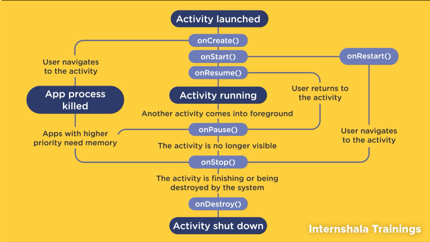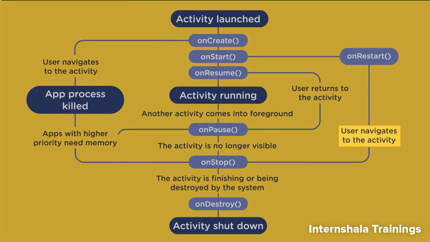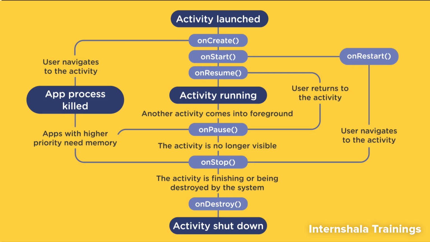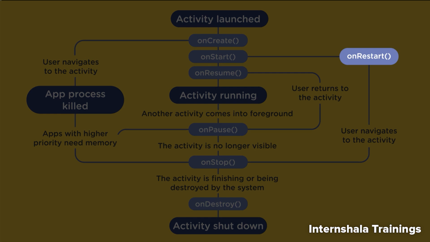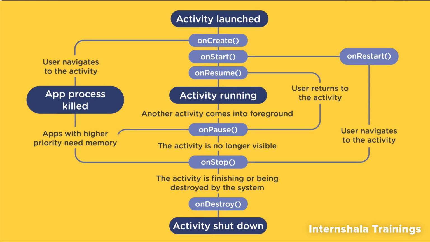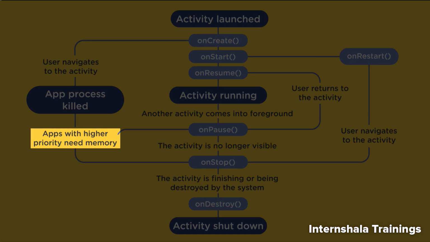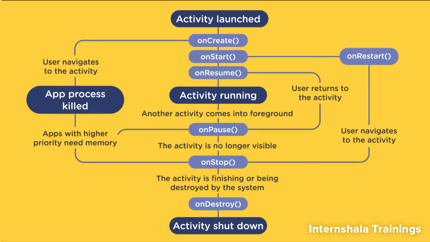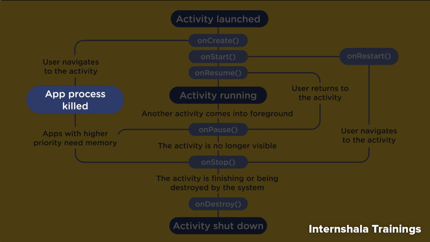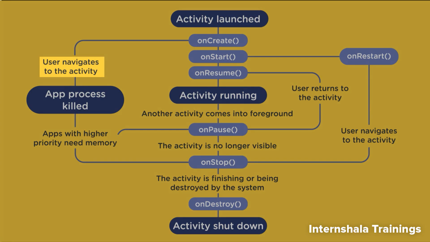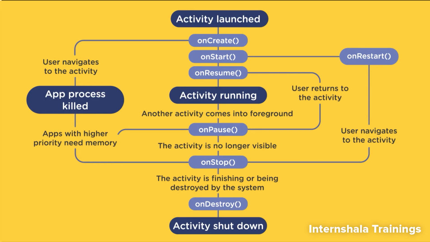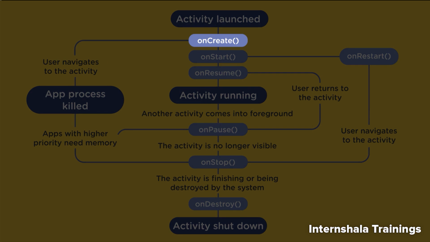Also, when the activity is in the stopped state and the user navigates to the activity again, the activity is started again and the onRestart method is called. Now sometimes, when the activity is in the stopped state, the device may need memory for other high priority apps, and so it destroys the activity. And so, when the user navigates again to the activity, it is created again and the onCreate method is called.